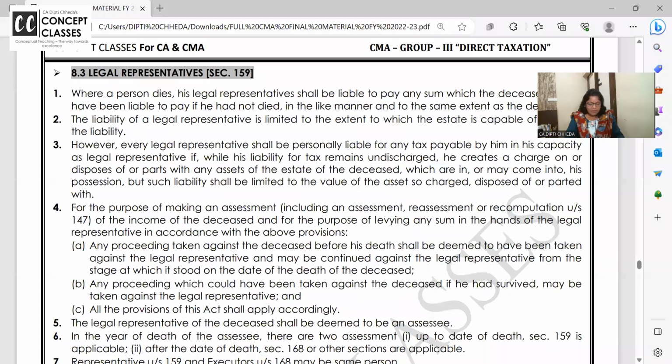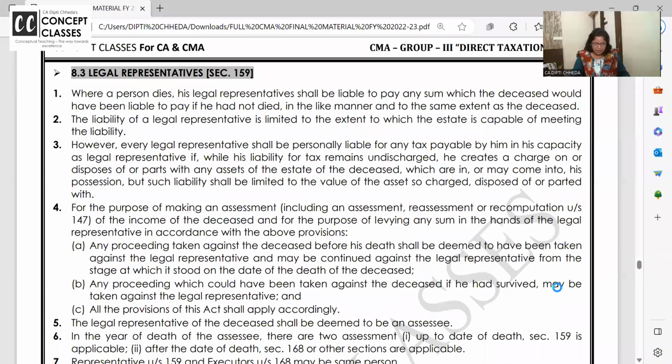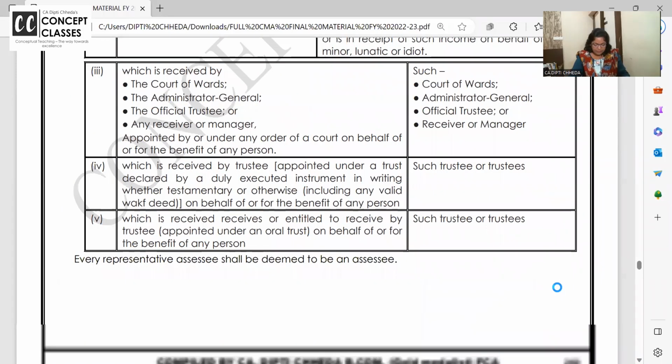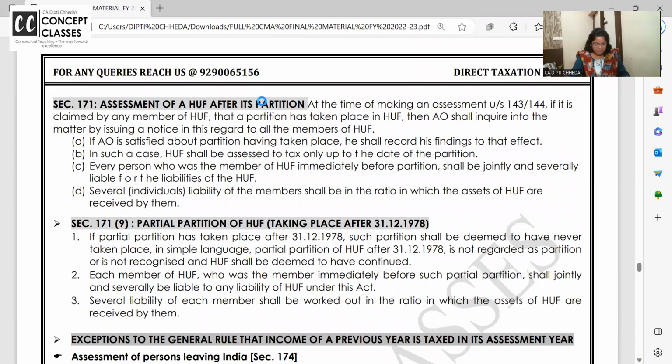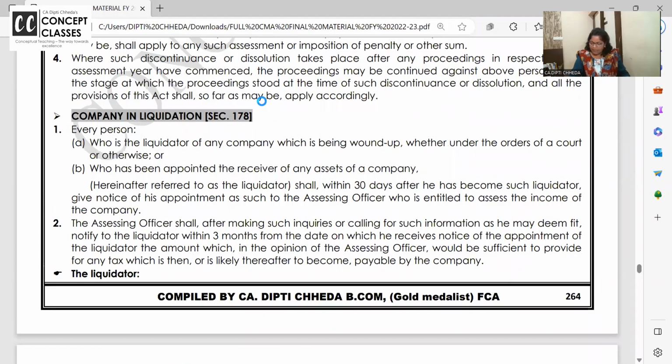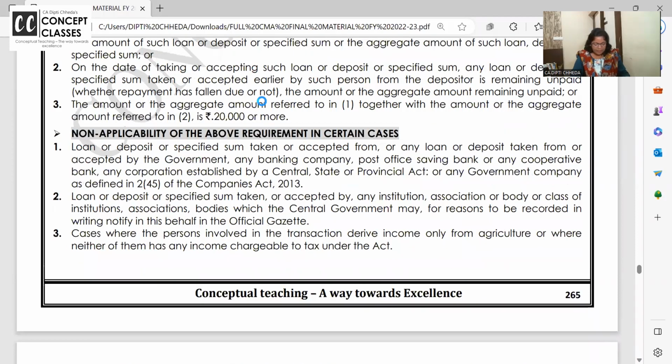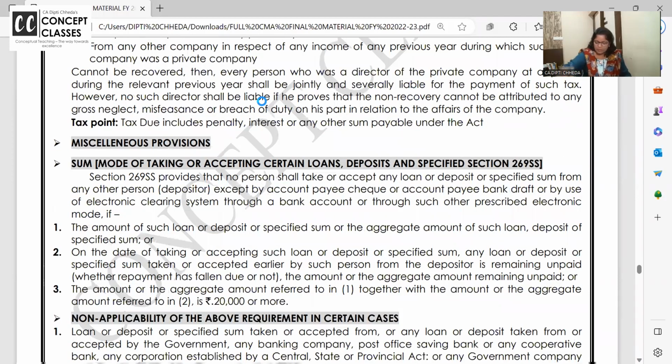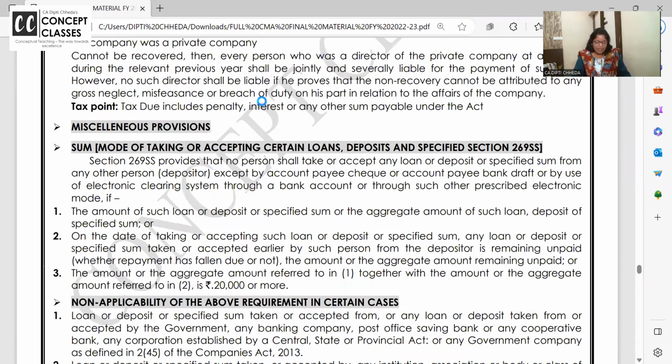Open your material. I am on page number 260, 261. This we will read. First of all, we will take up the comparative table for 269SS and all. So I'm on page number 265. Page number 265 we are doing. Very simple concepts are there, but very important. See, miscellaneous provisions, first one.